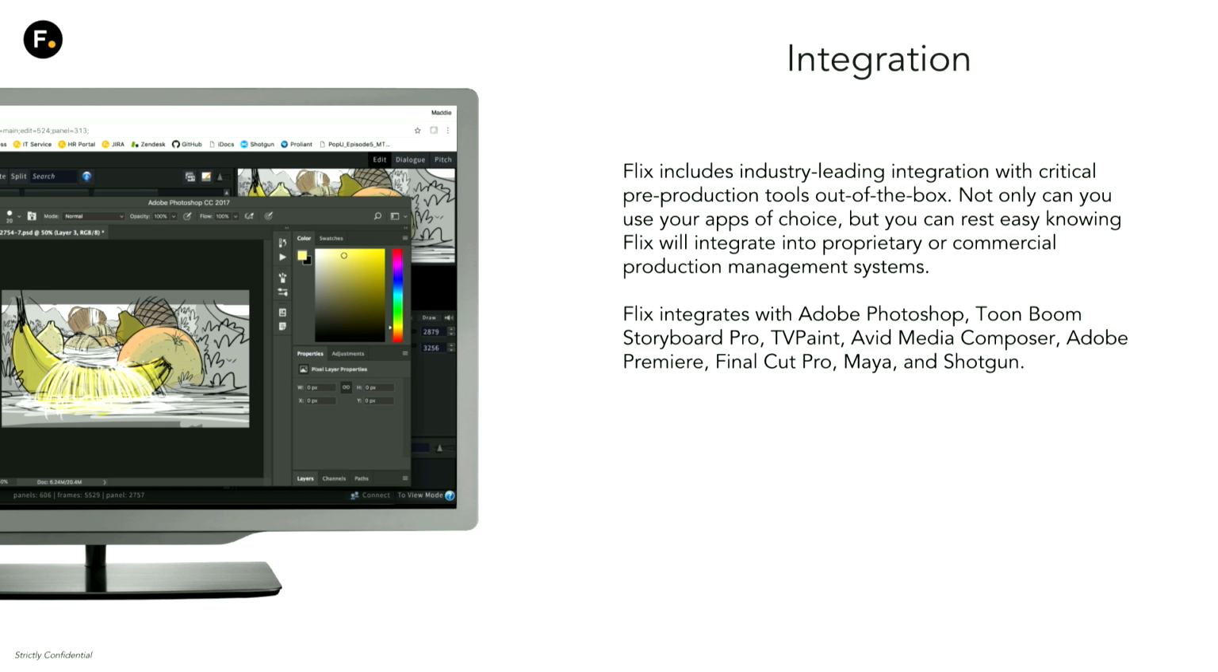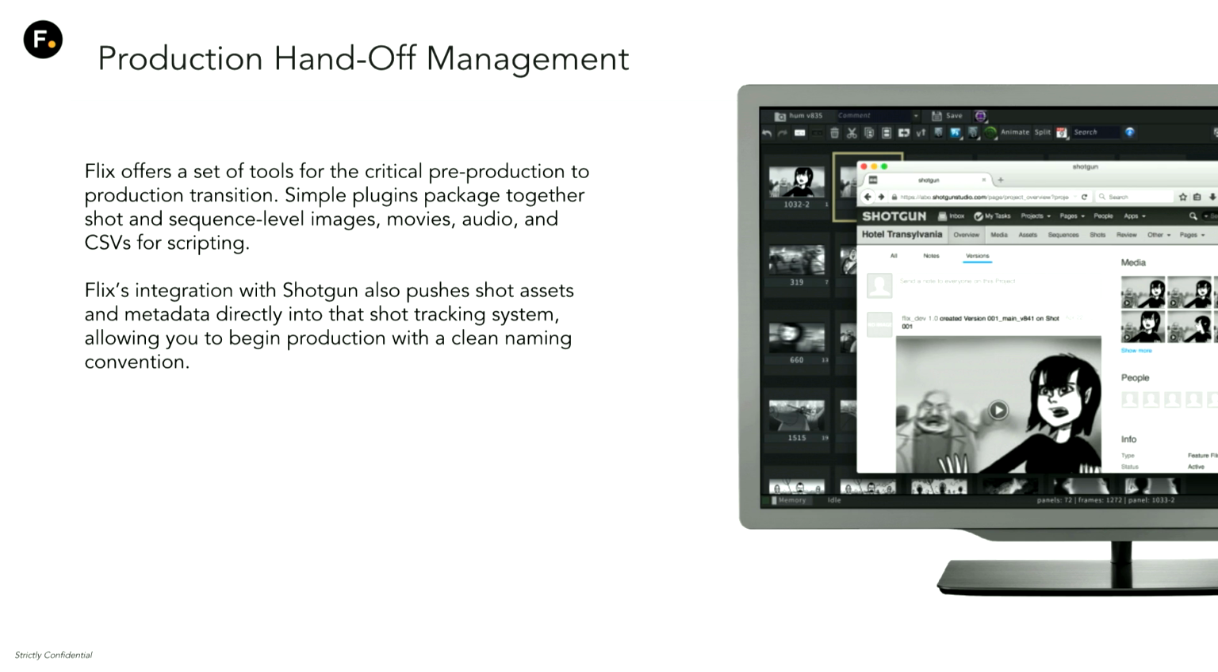Also, it comes equipped with lots of really nice plugin sets for third-party applications. So on the sketching side, we have really robust integration with Photoshop, Storyboard Pro, and TV Paint. On the editorial side, we're going to handle conforming and the round trip with Avid Media Composer, Adobe Premiere, and Final Cut Pro 7. And we also handle a one-way push to Shotgun. When you're ready to move into production, we can populate your Shotgun for you. Last but not least, we have a set of integrations with Maya that we'll be getting into a little bit later. And like I said, production handoff management is handled by Flix.